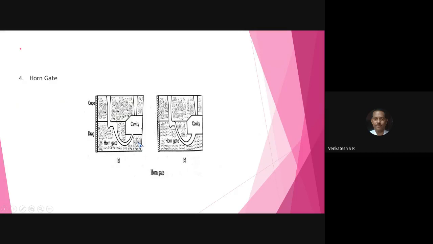Next, come to the point. All of you see the horn of a cow, the horn of the bullock. The gate of the same shape is used for filling of the mold cavity. All of you observe here, it looks like a horn of the cow. For that reason, the gate is called horn gate, which looks like a horn of the cow or buffalo. That is called horn gate.